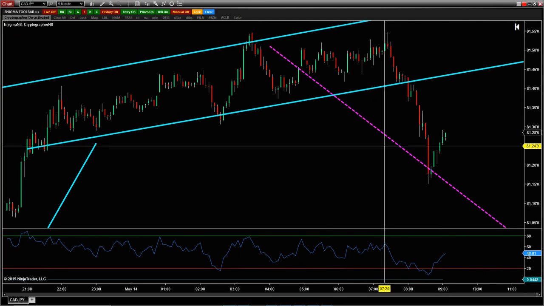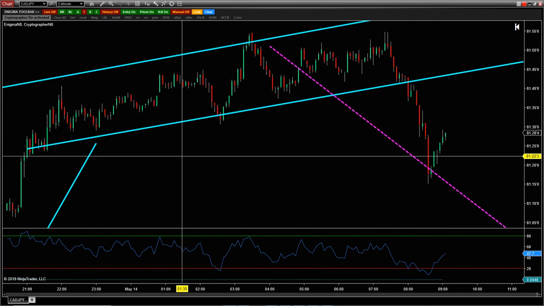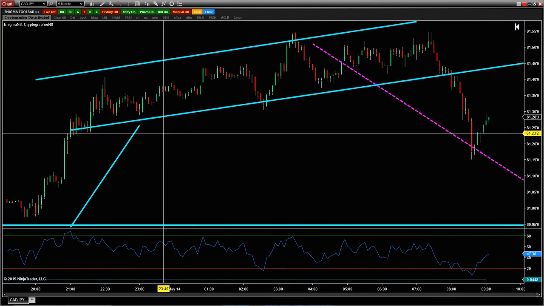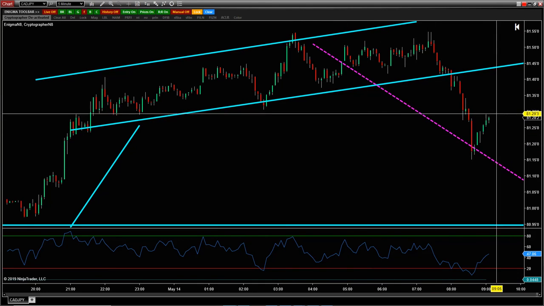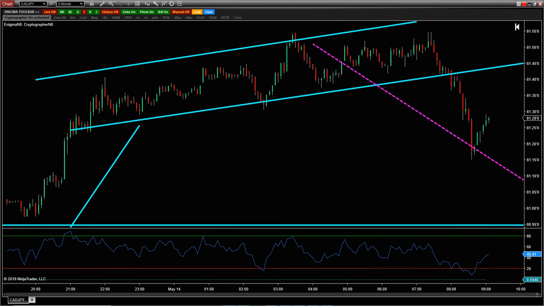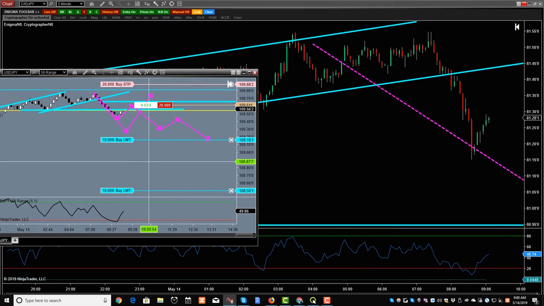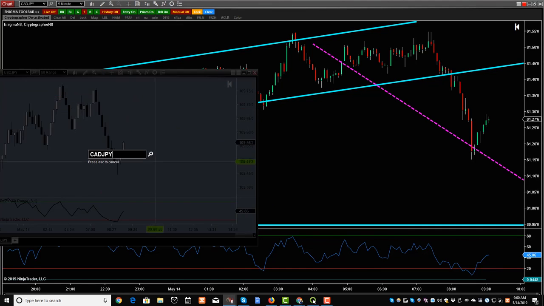Let's check it on the range bar. It could be a smaller one. This was the initial breakout, the rising channel. You guys can see this rising channel right here. This was the initial break. We may be getting a pullback on the break right now. Canada Yen, CADJPY.